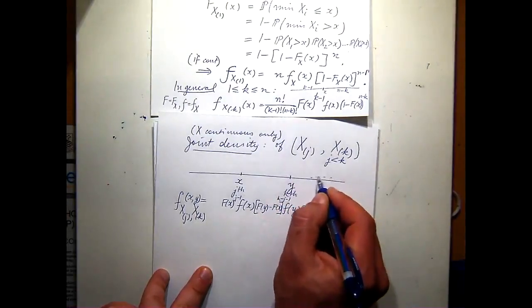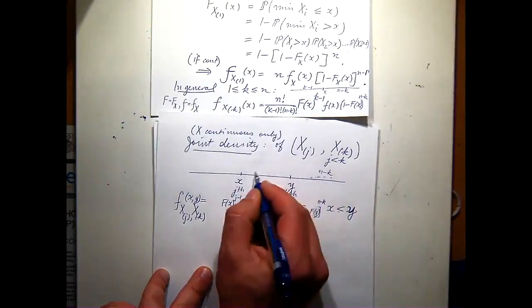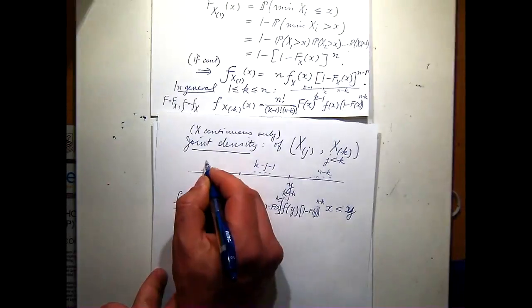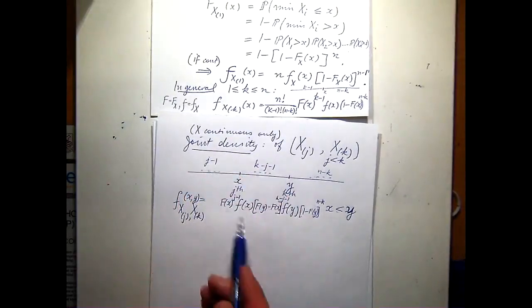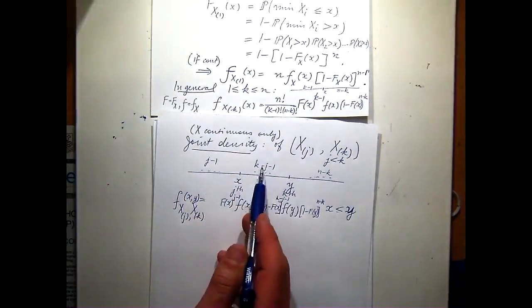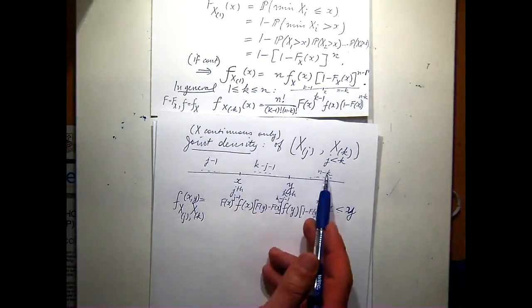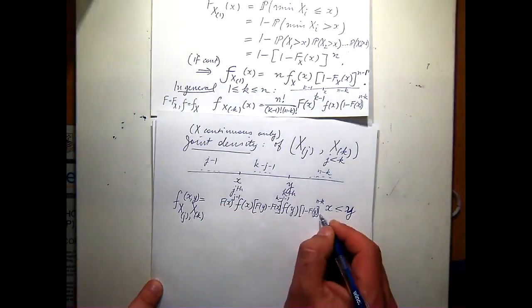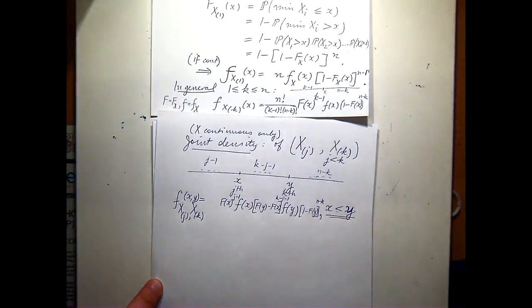So there have to be n minus k observations over here, k minus j minus 1 here, and j minus 1. So if you check, j minus 1 plus k minus j minus 1 plus 1 plus 1 plus n minus k, they all add up to n. And then there is a constant out the front. Okay, so just to reiterate, x has to be less than y for this to be non-zero.